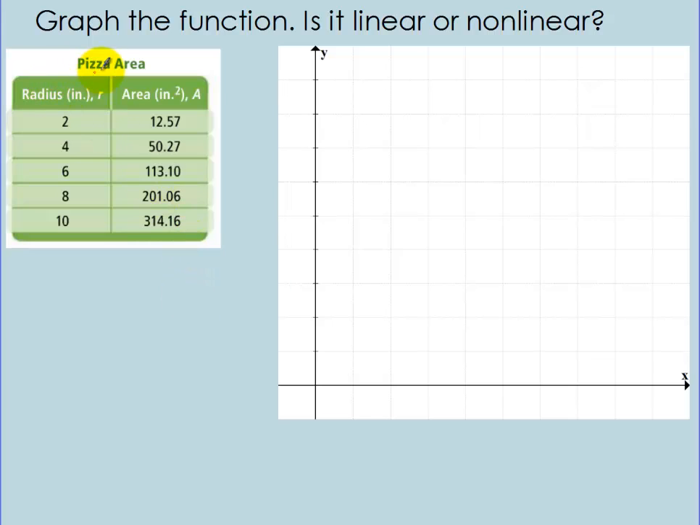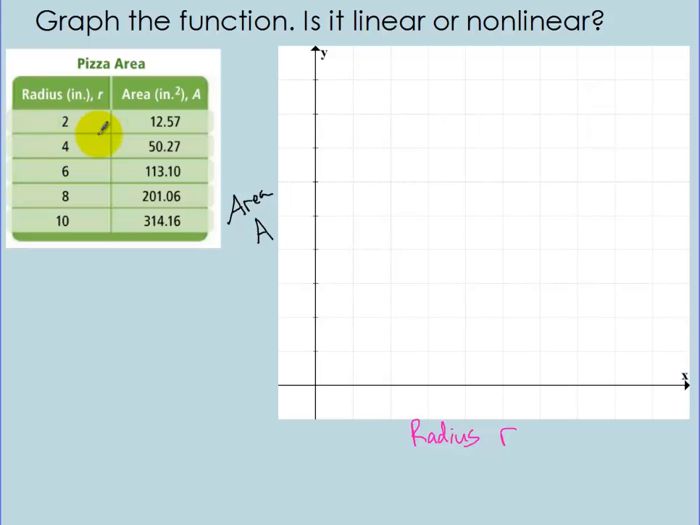So this is a function of pizza area. So the radius of a pizza versus the area of a pizza. So I want to plot this. I'm going to put radius, r, as my x-axis. So I'm going to label this radius r. And then on the y-axis, we're going to have area. So I'm going to put area over here. And area A. So plotting the first point.